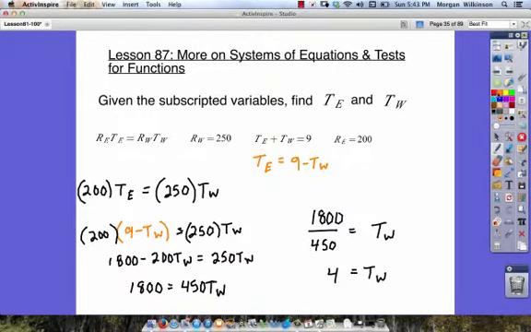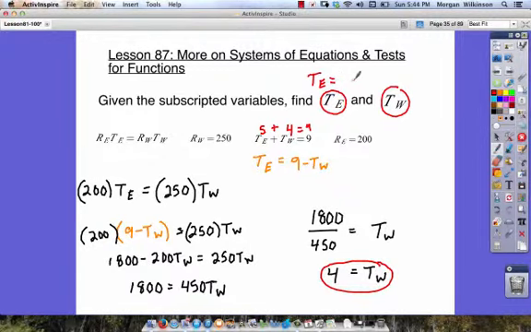Now we've got about 99% of our work done, but only half of our answers. We've got T sub W, that's here, but we still need T sub E. So here we go. T sub E plus T sub W equals 9. Well, if T sub W is 4, then T sub E must be 5, because 5 plus 4 equals 9. So T sub E is going to equal 5. And now we've got our final answer.